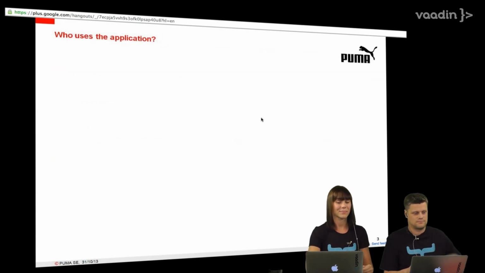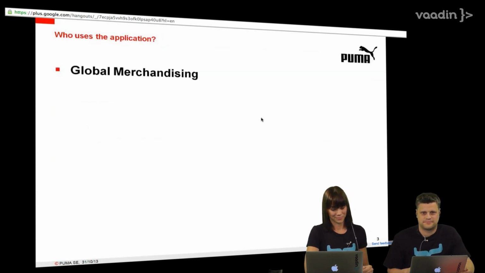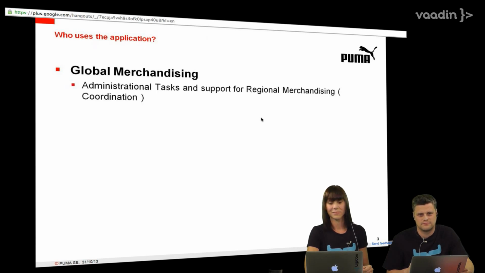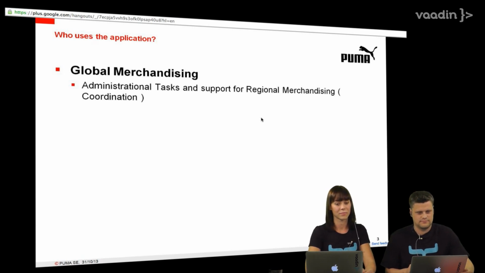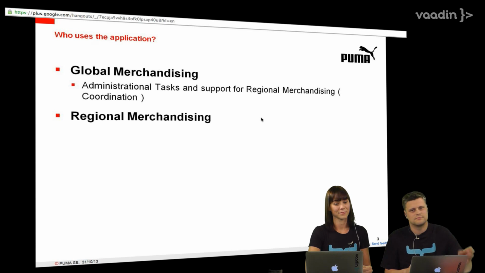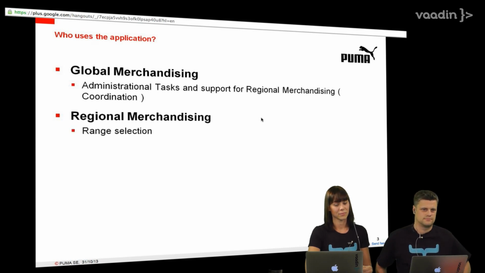Who uses the application? At first, we have global merchandising. They do mostly administrational tasks, and additionally, they support the regional merchandising. They coordinate the whole thing, they set up the meetings, put together the timeline, and that's their main job there. Then we have regional merchandising, of course, which I already talked about. They do the actual range selection on the iPads and do the comments on the iPads.